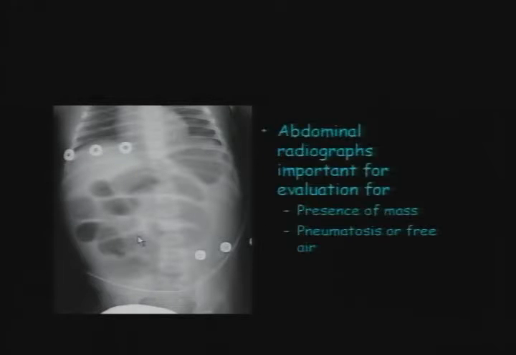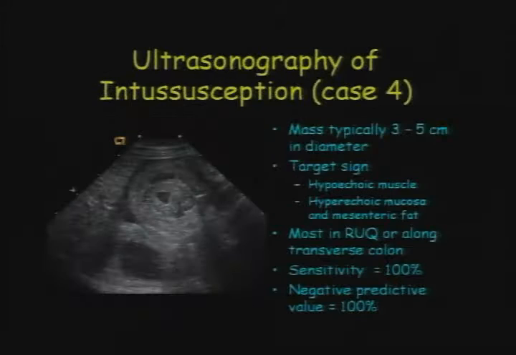Here's another child who has a small bowel obstructive pattern, multiple dilated loops of bowel. That can be helpful, and it's helpful if you can see the mass, but the big thing you're looking for is any evidence of peritonitis, free air, or pneumatosis, because that is what would stop you from doing a contrast enema on these kids.